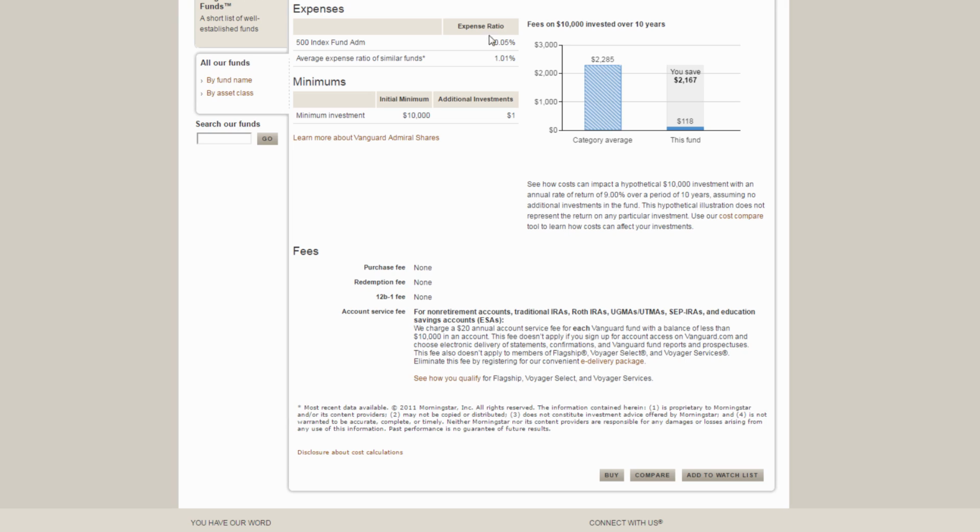This expense ratio being that annual cost, that's your yearly annual 0.05 you're paying. So we look down further here at fees. Purchase fee, that would be a load, is none. So great, there's no load to it.